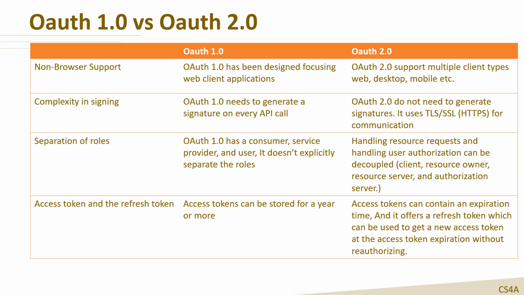OAuth 1 uses an access token which is valid for more than a year. But in OAuth 2, we have a refresh token. The access token is short-lived, and the refresh token is long-lived. Through the refresh token, we can get the access token without reauthorization, so it simplifies the authorization workflow in OAuth 2.